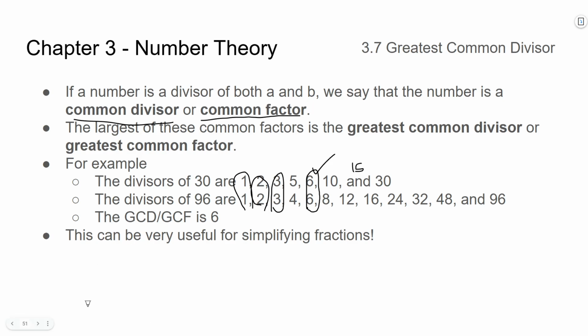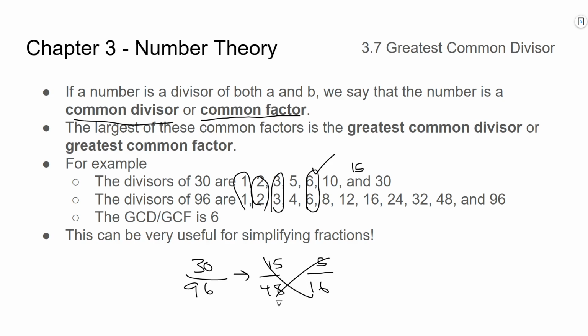All right, so the reason why this could be really useful for simplifying fractions is, let's say we had a fraction that's 30 over 96. We might not know what the GCF is, so we might just say, well, I know that these are both even numbers, so we can simplify this to 15 over 48, and then say, oh, actually these are both divisible by 3, and then it becomes 5 over 16, I believe. So that's two steps.